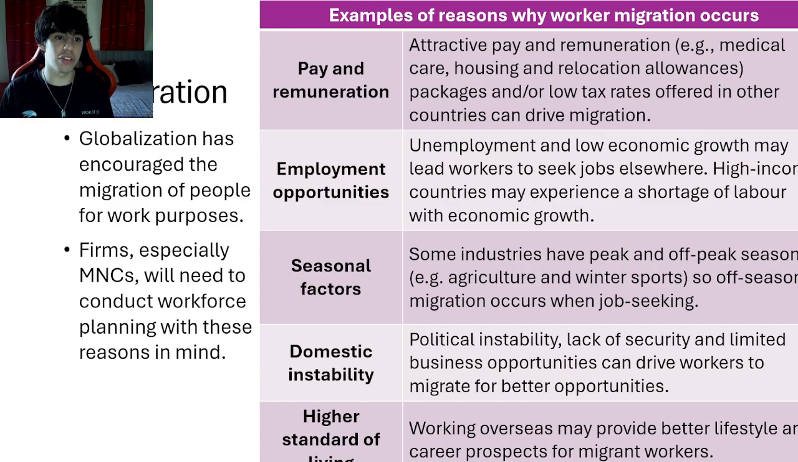So examples of reasons why worker migration occurs may be pay and remuneration, employment opportunities, seasonal factors, domestic instability, and higher standard of living. So these are all the reasons why workers may decide they want to migrate.